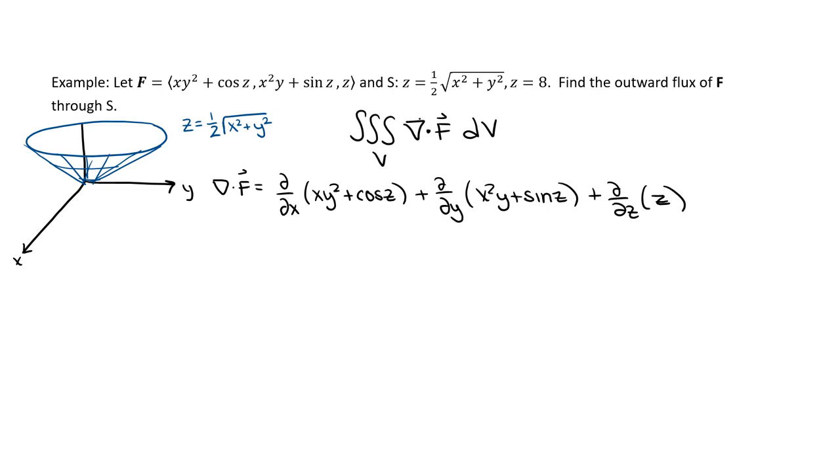So I'm going to find the derivative of xy squared plus cosine z with respect to x. And then I'll find the derivative of our y component with respect to y. And the third, or the z component, with respect to z. So I went ahead and computed the divergence, and I got y squared, and then the derivative of x squared y plus sine z with respect to y is just x squared. And then finally, the derivative of z with respect to z is 1. So my divergence is y squared plus x squared plus 1.